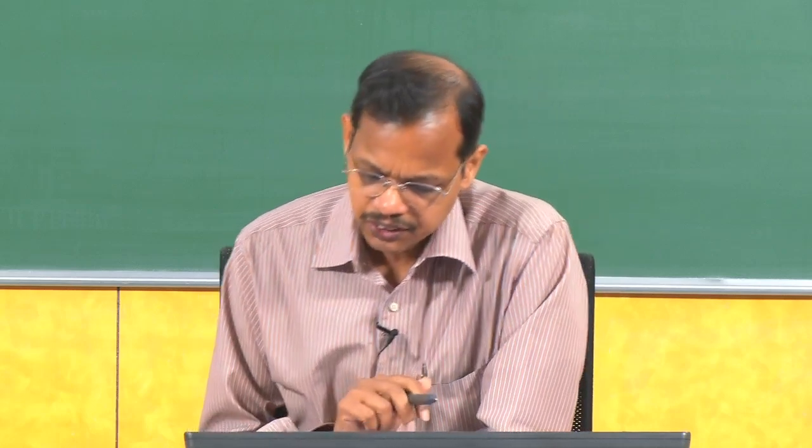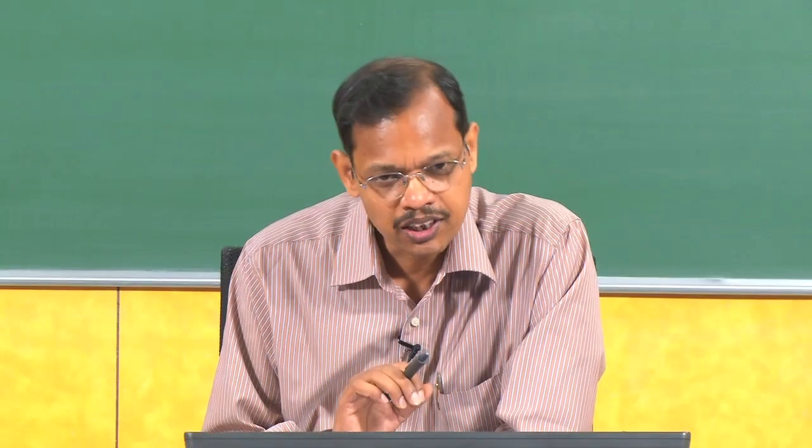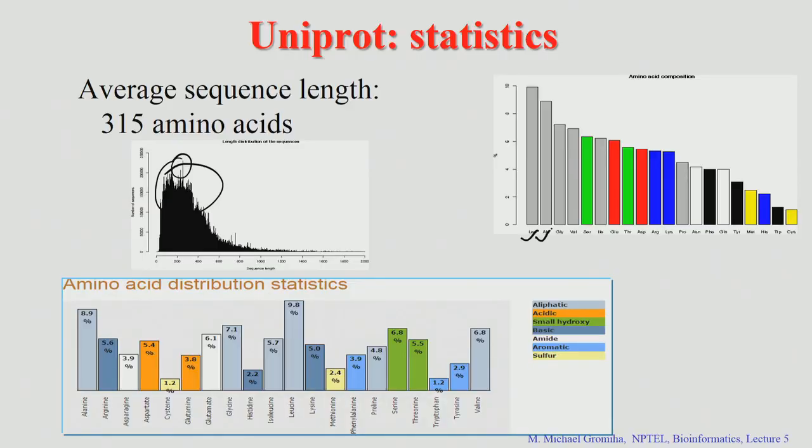So, here I show the data. This data shows a gradual decrease, and here it is classified based on the different groups. If you see, there are some amino acid residues which are highly occurring in protein sequences. What residues occur dominantly in protein sequences? Leucine, alanine, glycine. These are the residues which occur predominantly in protein sequences.